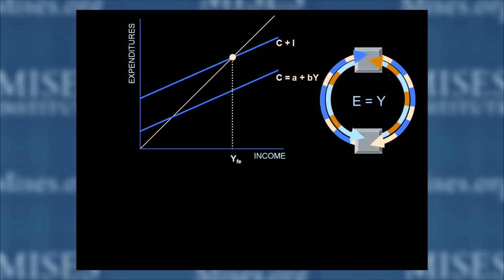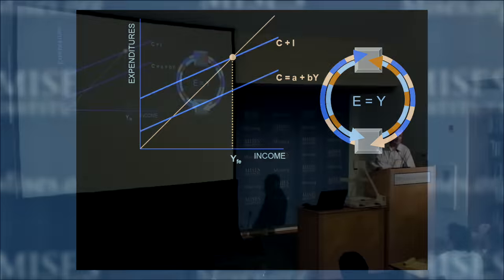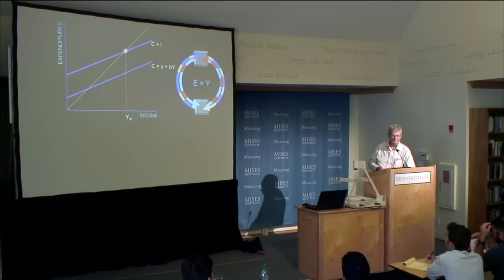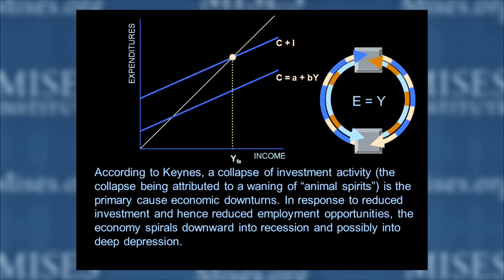All right. Now, here's my circular flow in miniature, which shows that expenditures equal income. But it's not likely to stay that way because that investment magnitude is not stable. So what might happen here? According to Keynes, a collapse of investment activity, the collapse being attributable to a waning of the animal spirits. He used animal spirits three times in a page and a half. That's the primary cause of economic downturns. Well, he hasn't explained much there, you know. What are these animal spirits?